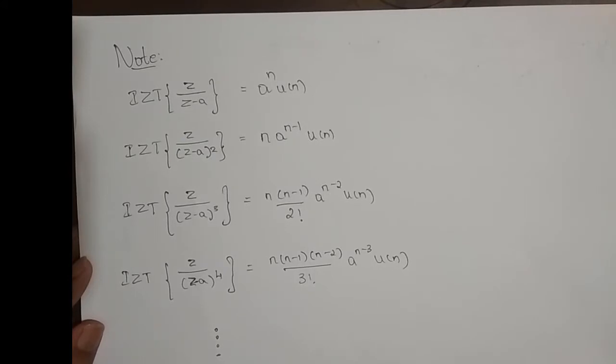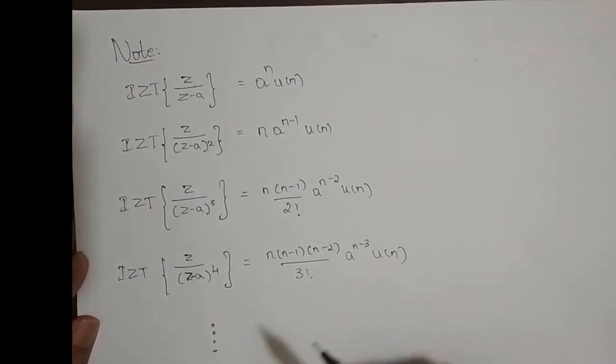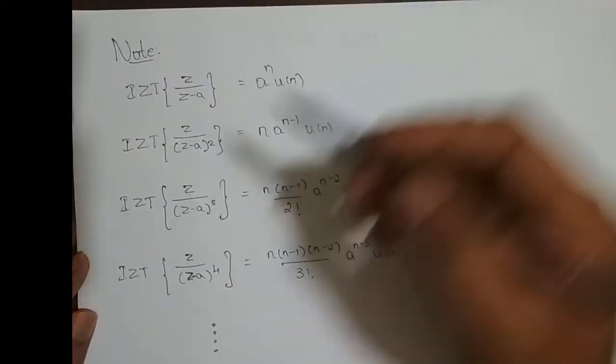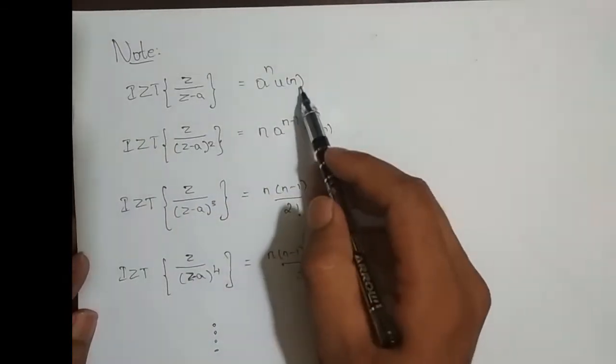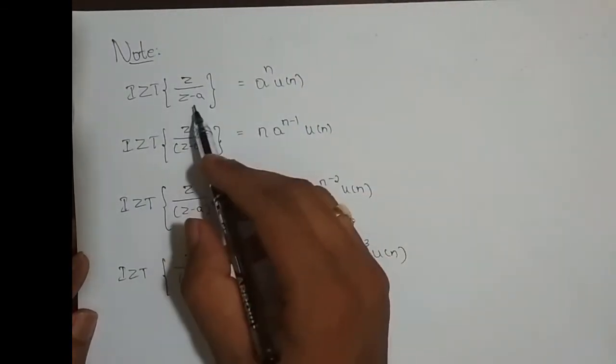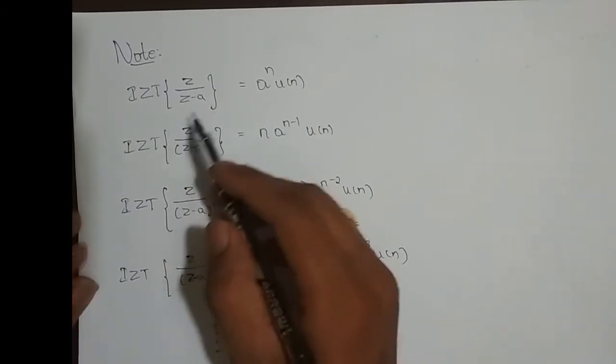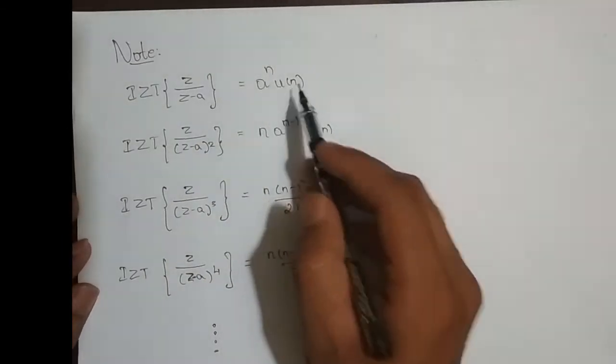We need some prerequisites to solve those repeated roots, and I have given them here as a note. As we know, the inverse Z transform of Z by Z minus A is A power n u of n. This is for a right-sided, infinite length sequence. So it is A power n u of n.